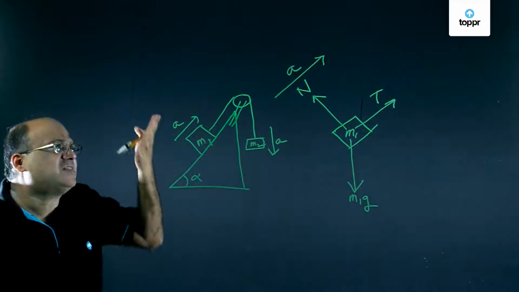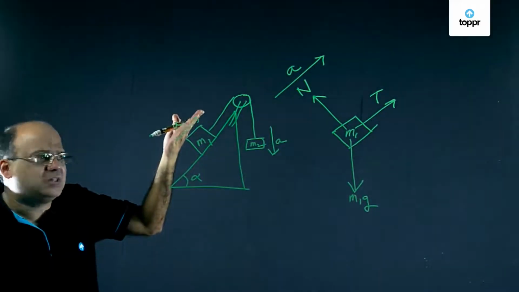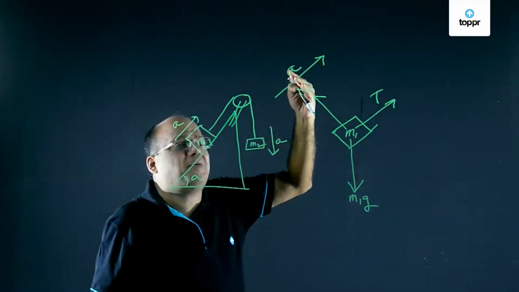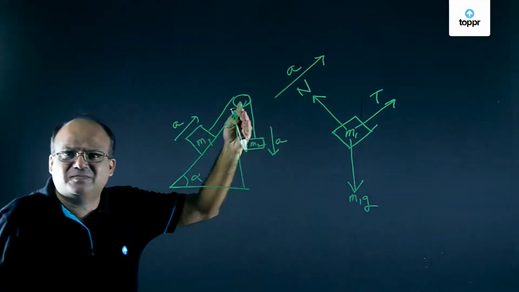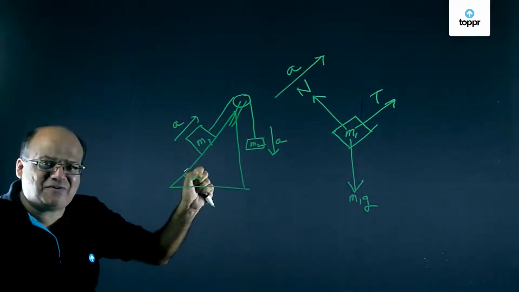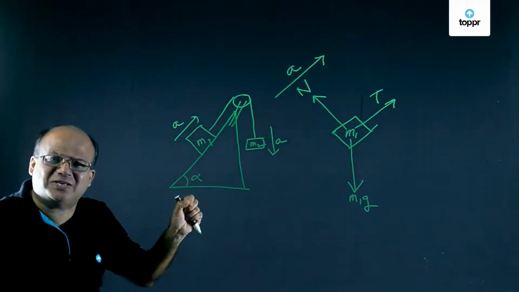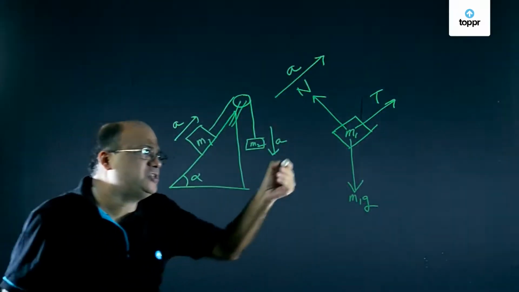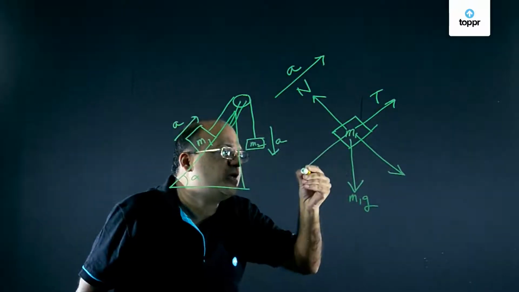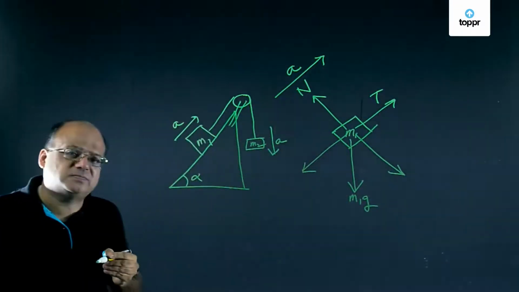We will resolve forces in the direction of acceleration and perpendicular to acceleration. Now we see T is in the direction of acceleration. Therefore, no need to resolve T. Normal is perpendicular to acceleration, so no need to resolve normal. What is left? This M1g. So M1g will have a component in this direction and another component in this direction.